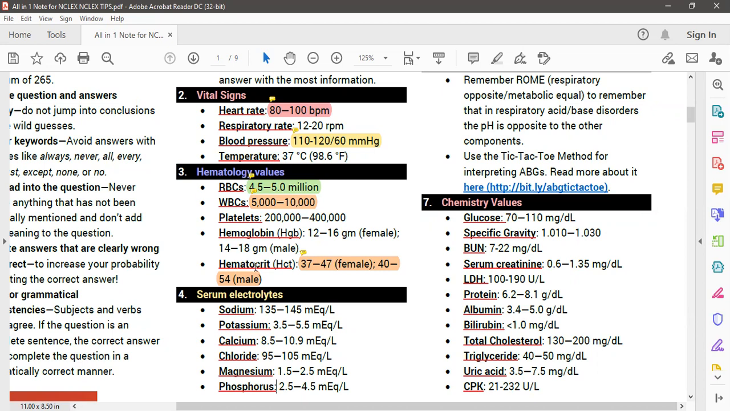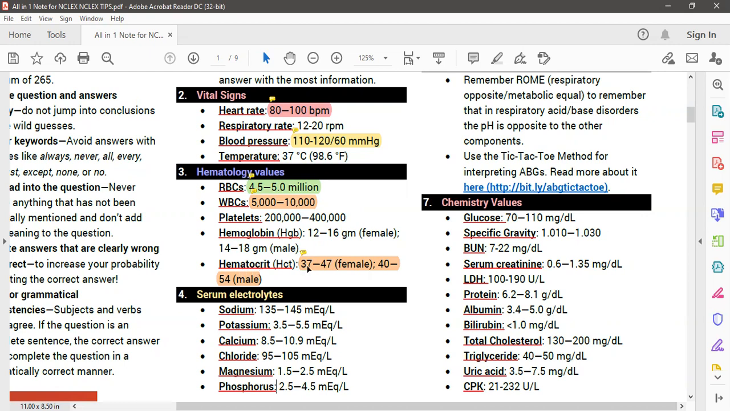If hematocrit is high, in some medical conditions like burns, diarrhea, or polycythemia vera, the hematocrit level goes up. Burn patients, diarrhea patients, and polycythemia vera patients.